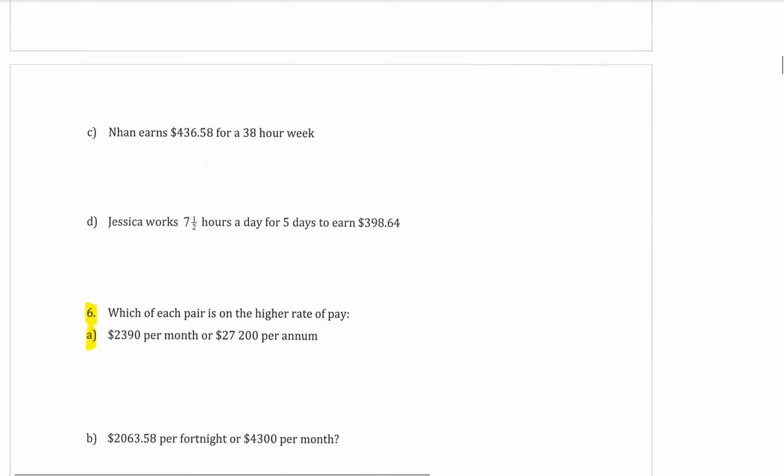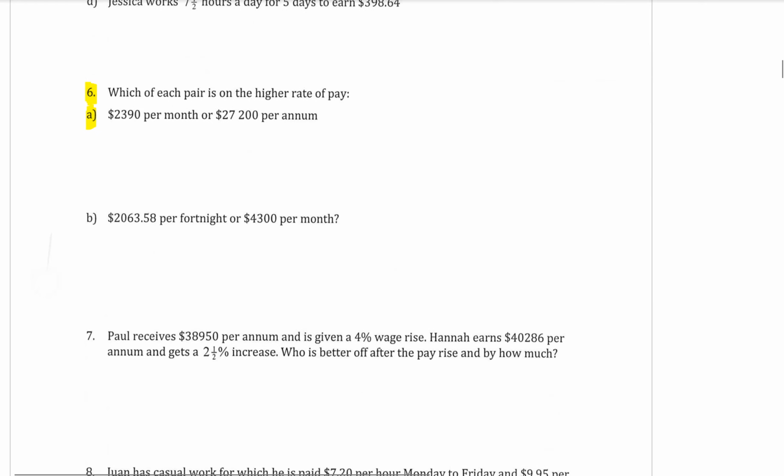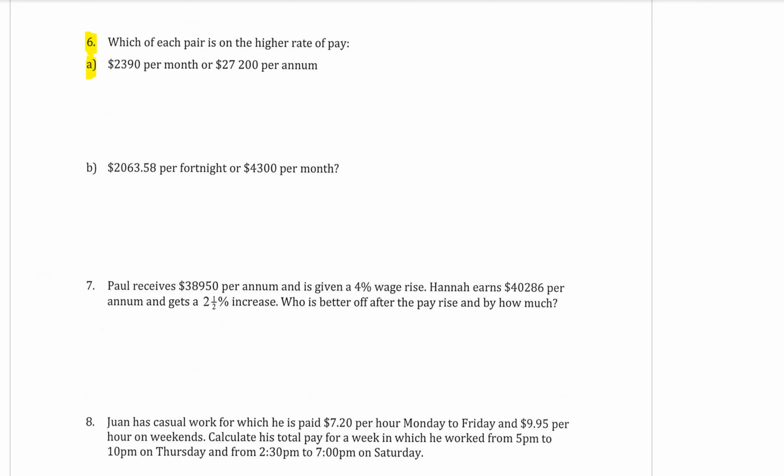Alright, I'm going to skip a few because they're all very similar. Let's go down to number 6. Which of each pair is on the higher rate of pay? So I'm going to do 6A here.